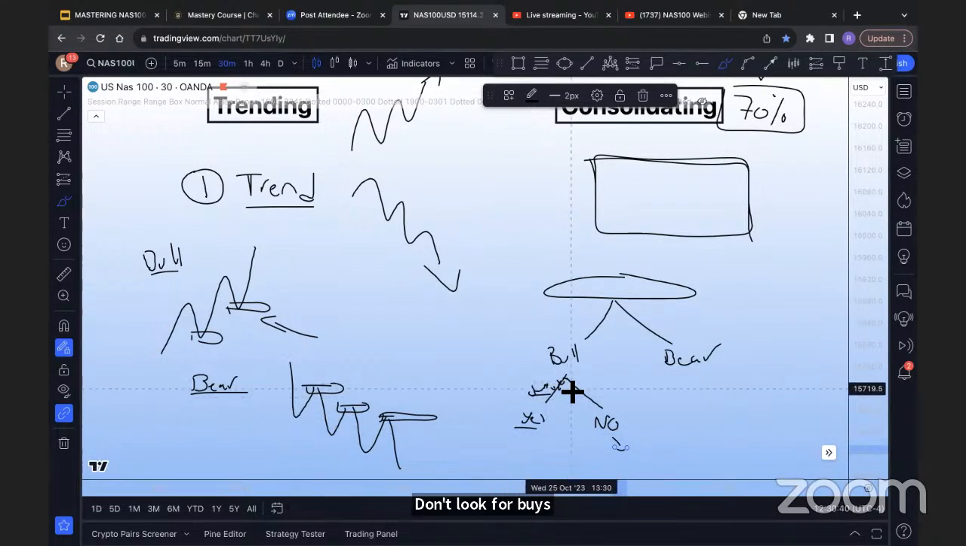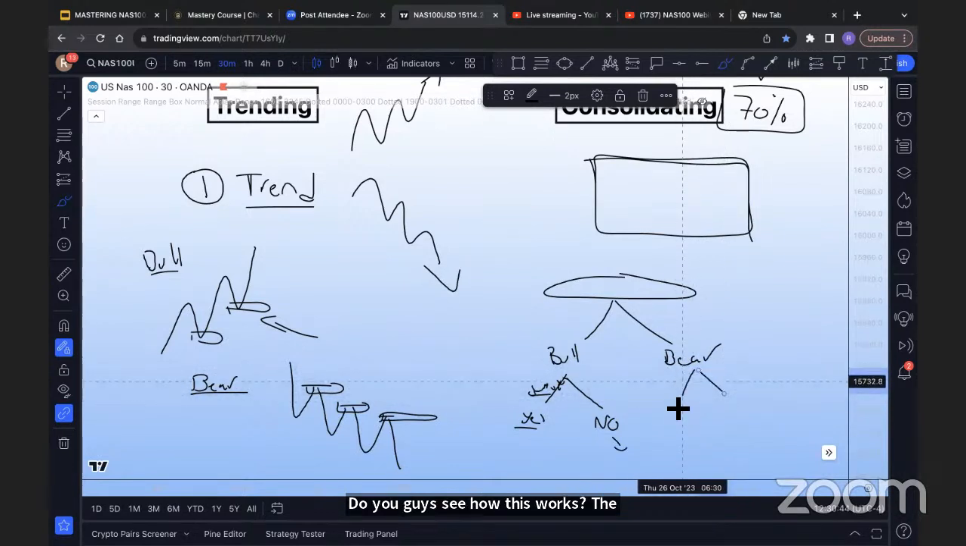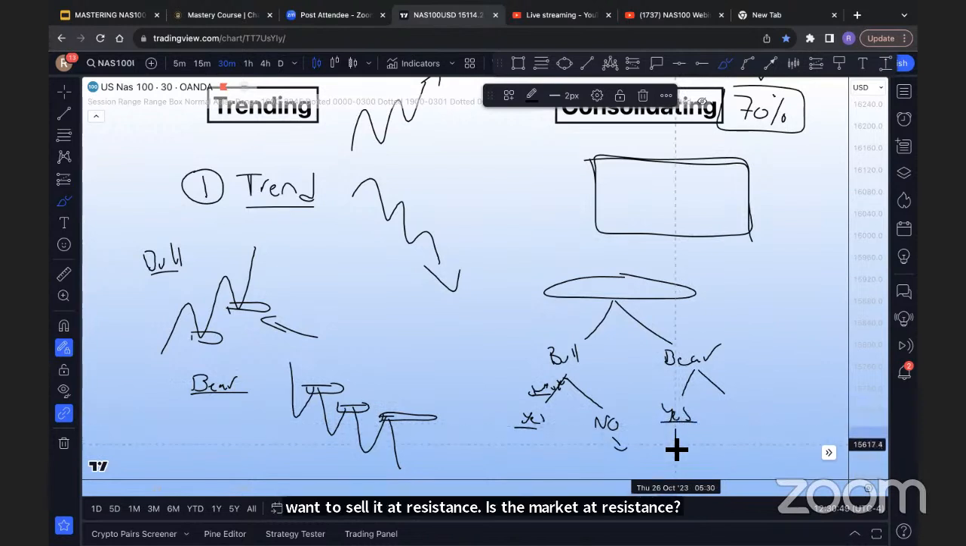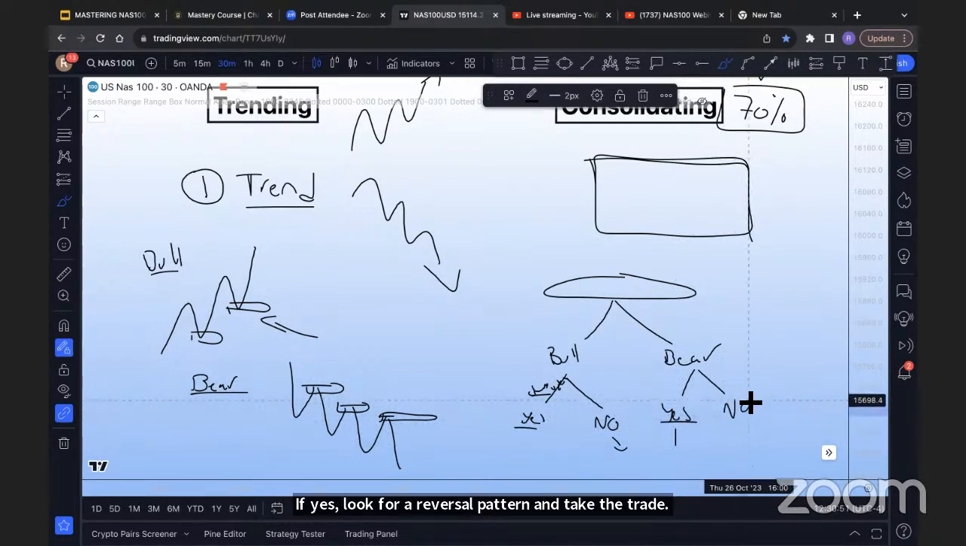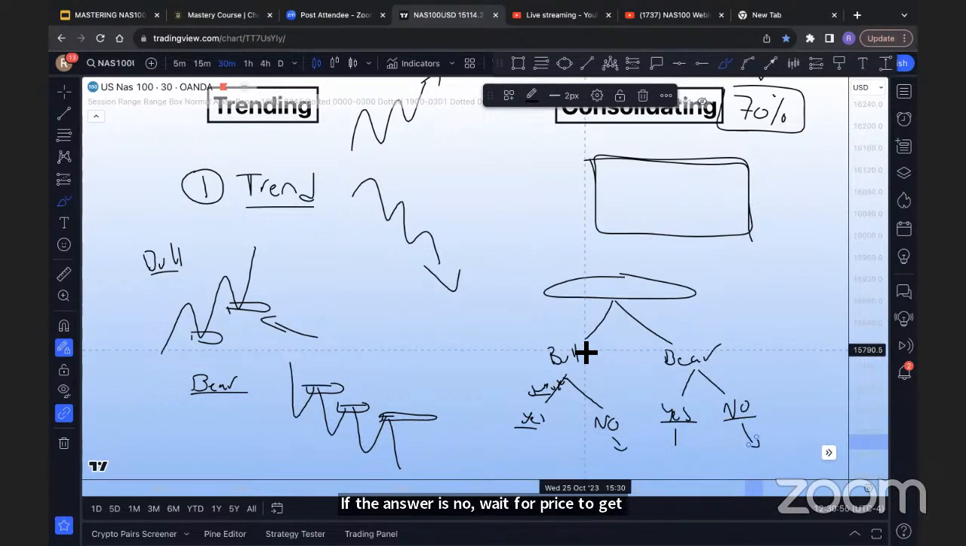Do you guys see how this works? The market's bearish. We want to sell it at resistance. Is the market at resistance? If yes, look for a reversal pattern and take the trade. If the answer is no, wait for price to get to a resistance zone. Is this making sense to everybody?